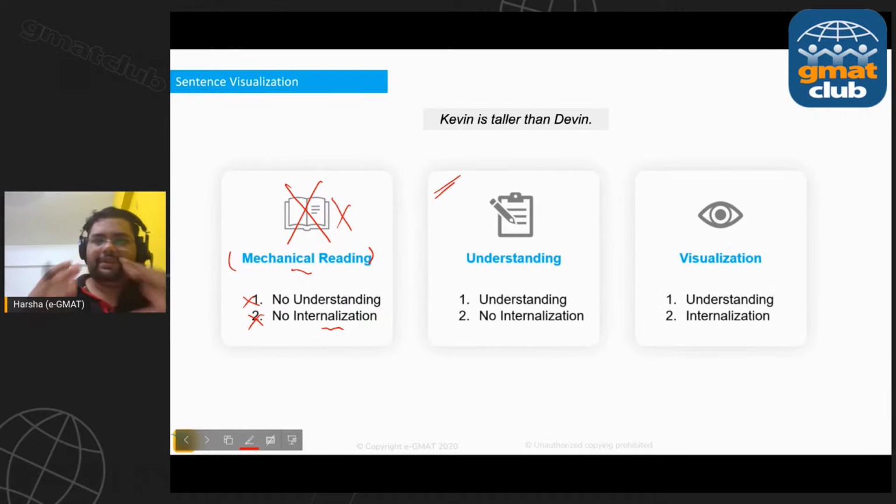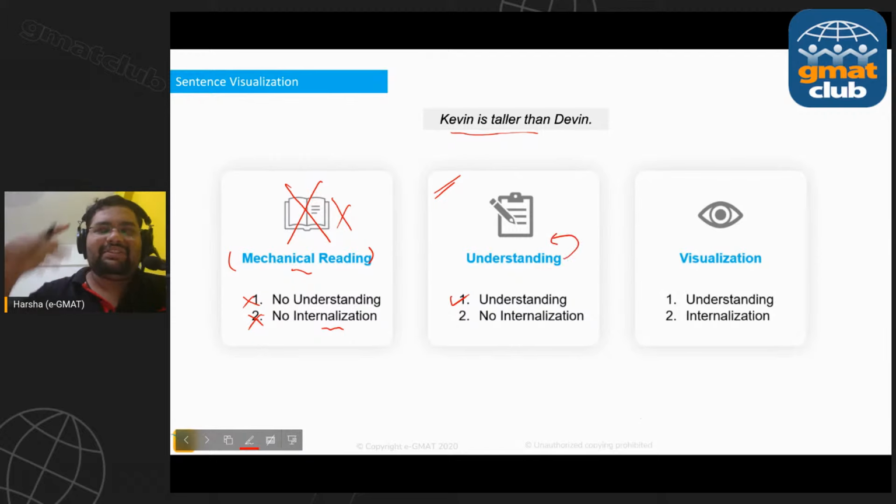This is where a lot of us are. We really look at the sentence and we break down that sentence. We focus on understanding that sentence, which is great. We truly understand what is meant by Kevin is taller than Devin. Fantastic. That's clear. But sometimes what happens is you understood it while you read it, but it's not internalized in your brain.